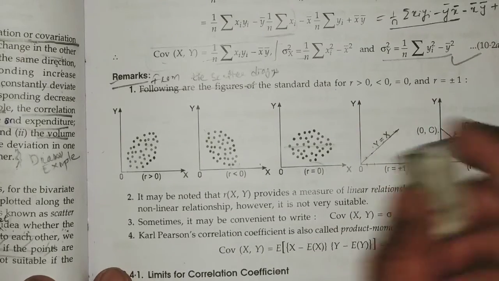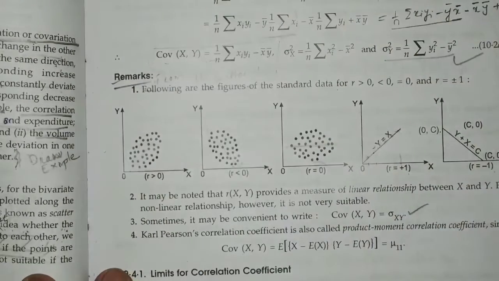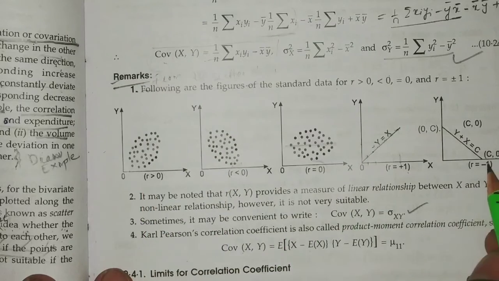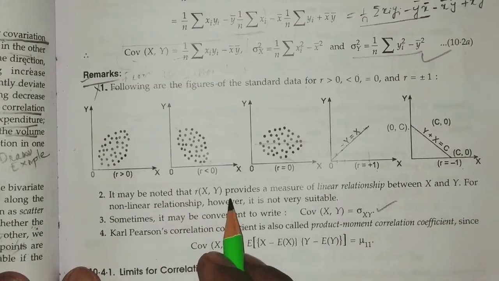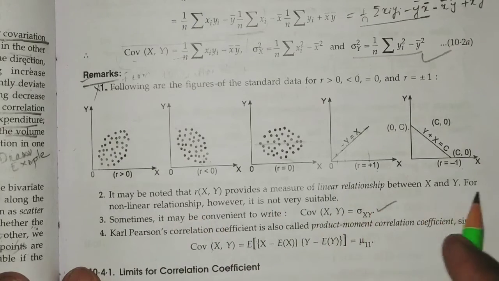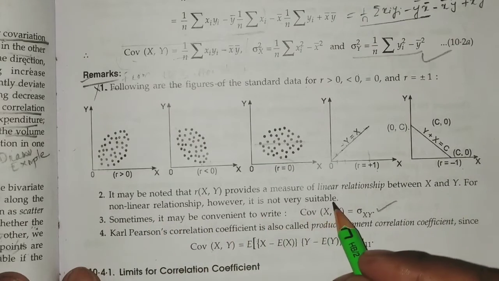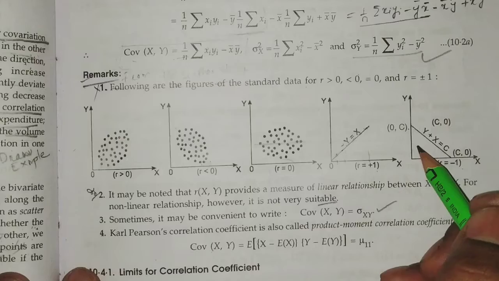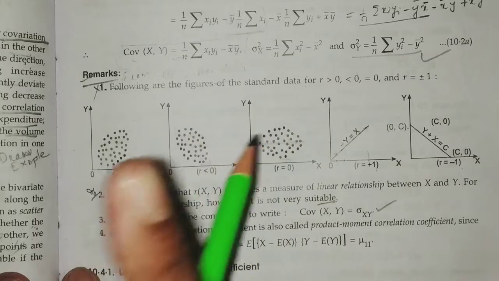See, I think this point is already written at the bottom of this figure, so no need to write the first point. Don't write the first point, no problem, because you already wrote it at the bottom of the figure. Second point, it may be noted that rxy provides a measure of linear relationship between x and y. You have to write down this one. For non-linear relationships, however, it is not very suitable. This is the most important point. Whatever relations we found by scattering data, that is only a linear relationship, not a non-linear relationship.